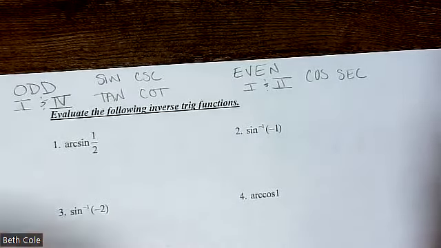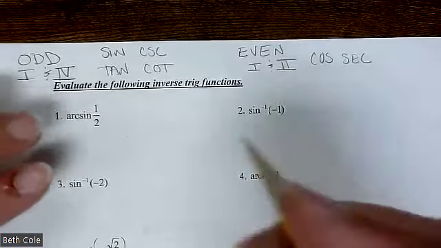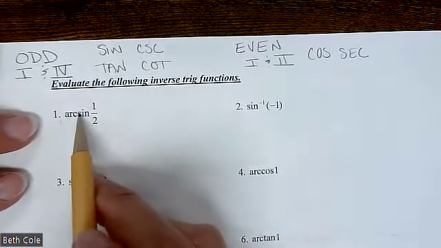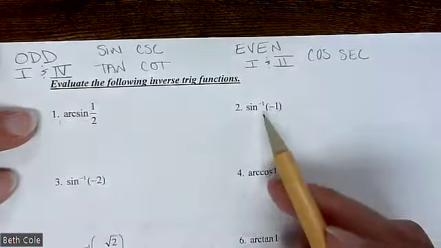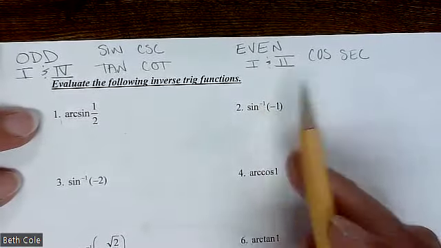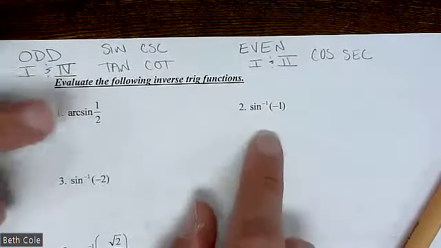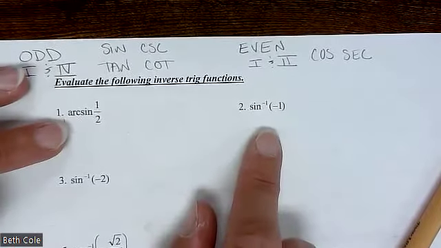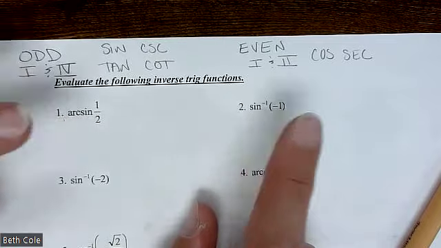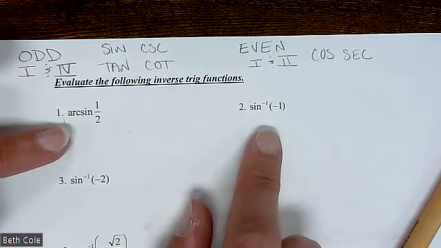Other thing I want to mention, sometimes it is written arc, whatever the trig function is, and sometimes it is written with that little -1. Those are two different forms of notation that mean the exact same thing. I don't know why there's two different ways of writing it. They're like synonyms, all right? They both mean inverse. Cool?